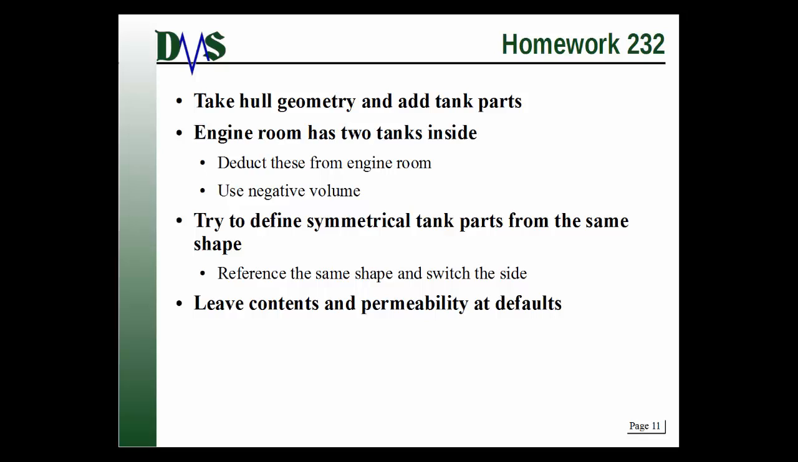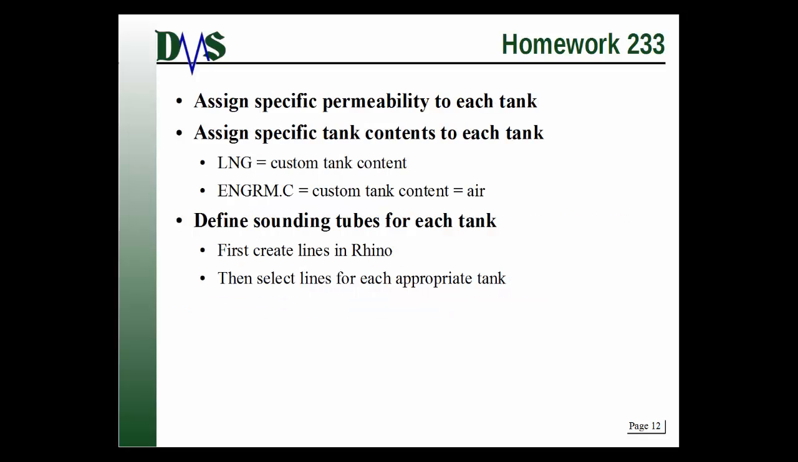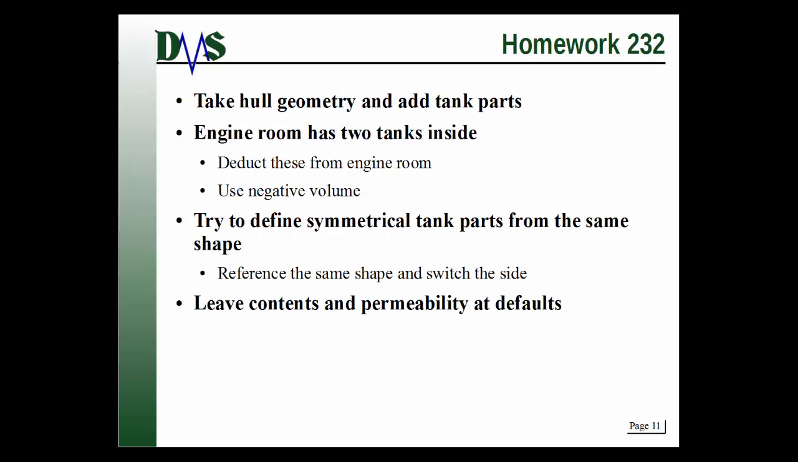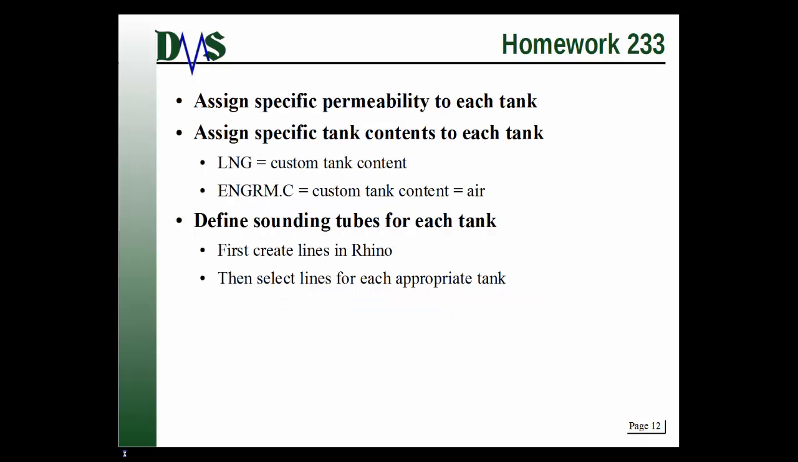This is all being done in Rhino. You can still use Rhino for all of this. And finally, leave the contents and all the permeability for your tanks set at their defaults. We're not going to worry about that yet. And of course, there's a solution provided for this. Once you've got all of that defined in Rhino, you can save as a GHS file and open it in GHS to check your work. Once that's done, move on to homework number 233.